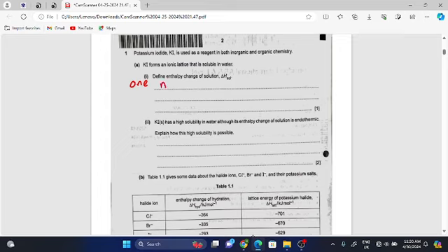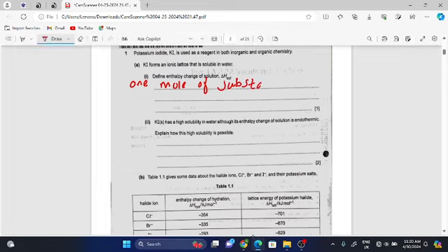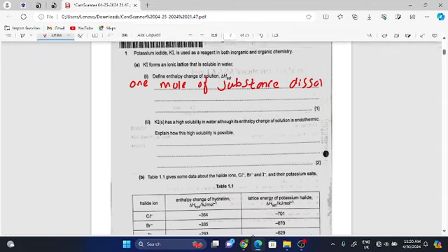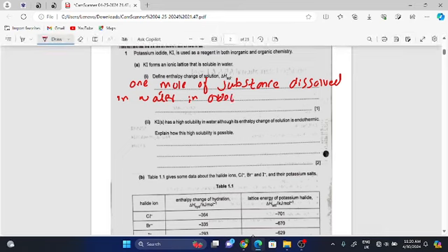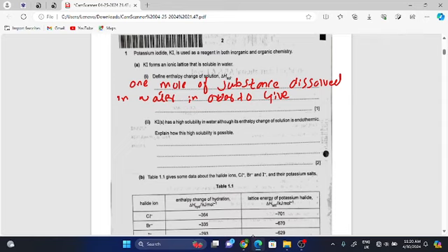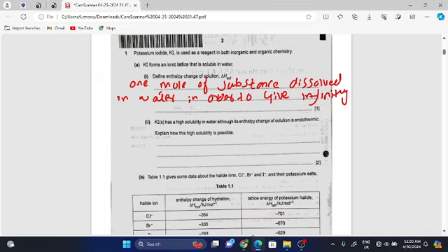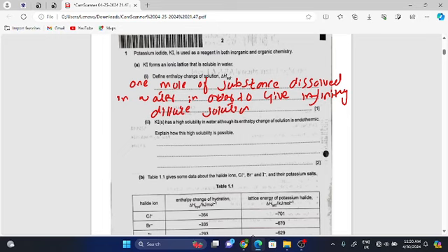1 mole of substance dissolved in water in order to give infinitely dilute solution. That defines the enthalpy change of solution.